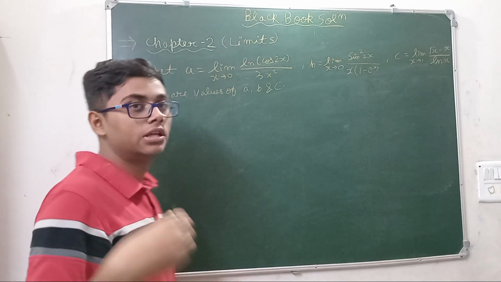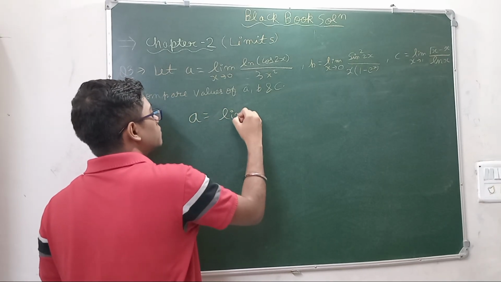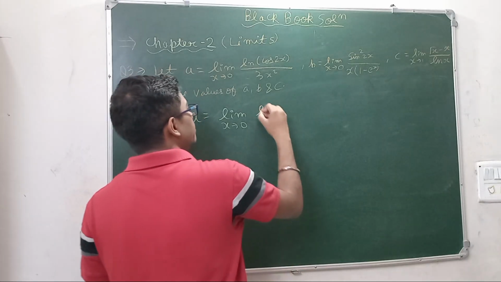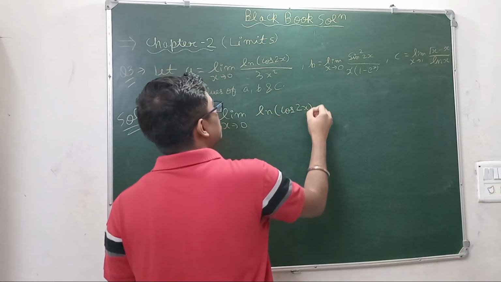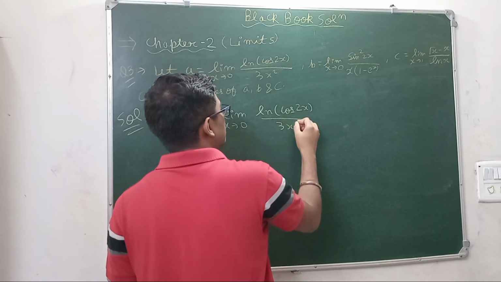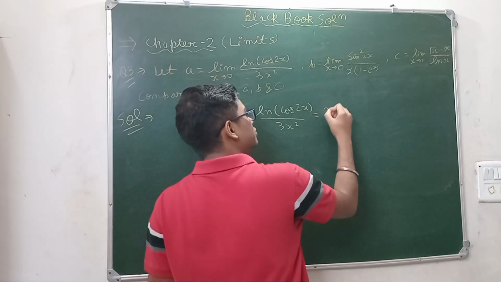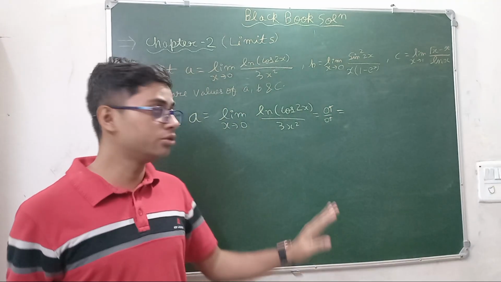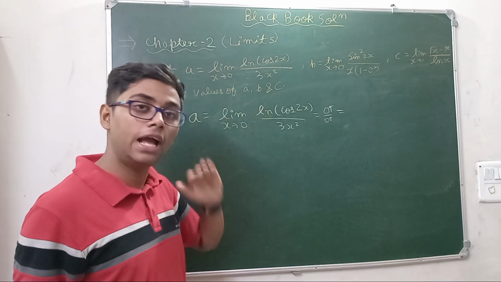First of all, we are solving the limit number a. So this is saying limit x tends to 0, ln cos 2x upon 3x square. Now see, this is a very small limit. Okay, you can check the form. This is 0 by 0 form, so you can apply the L'Hopital rule here. No issues. Where you have to differentiate the numerator as well as the denominator.